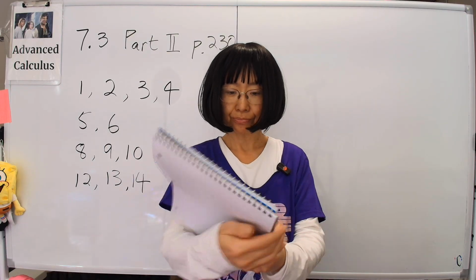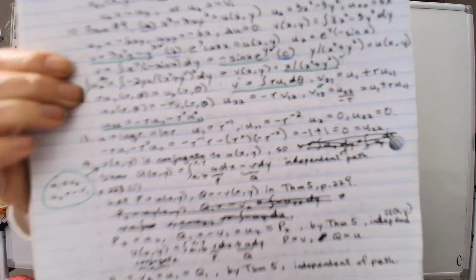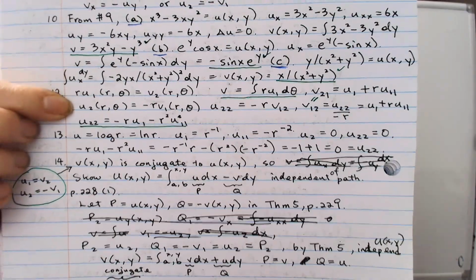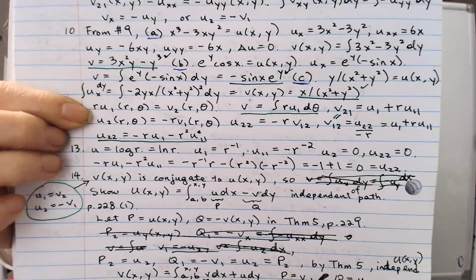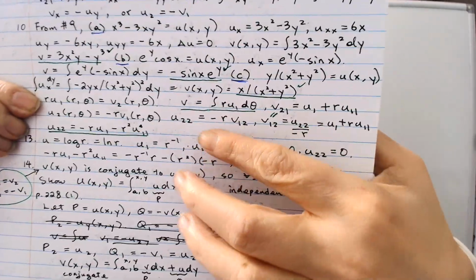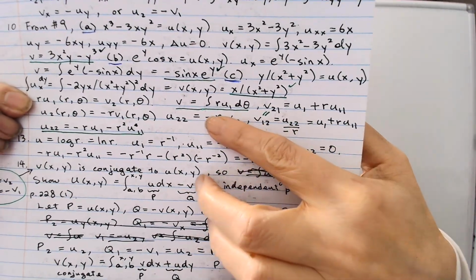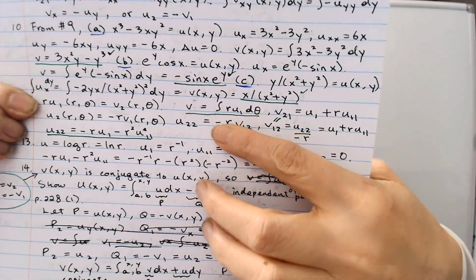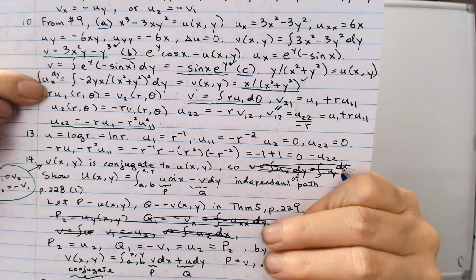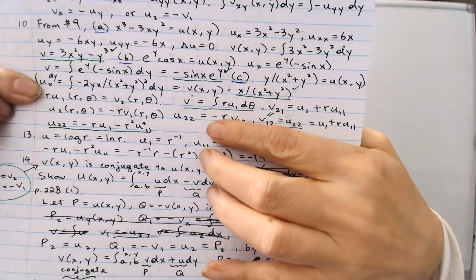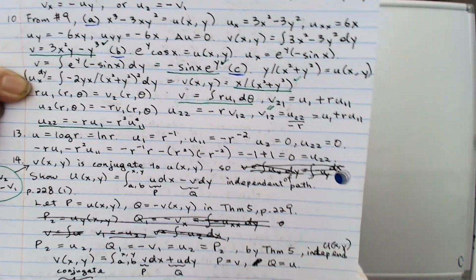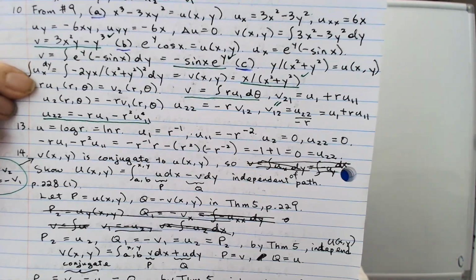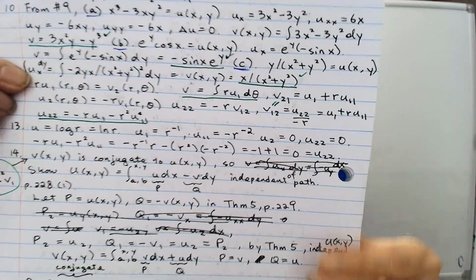Given these two conditions, rU1 equals V2 and U2 equals negative rV1, we can figure out what V is simply by doing the integration of one of them. Based on this first formula, V2 will be the integral of rU1 d theta. That will be one definition of V. We'll just integrate.